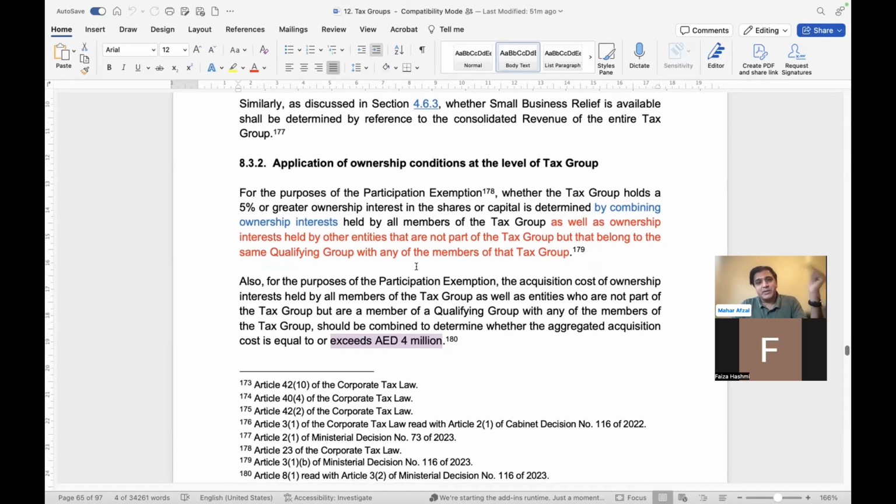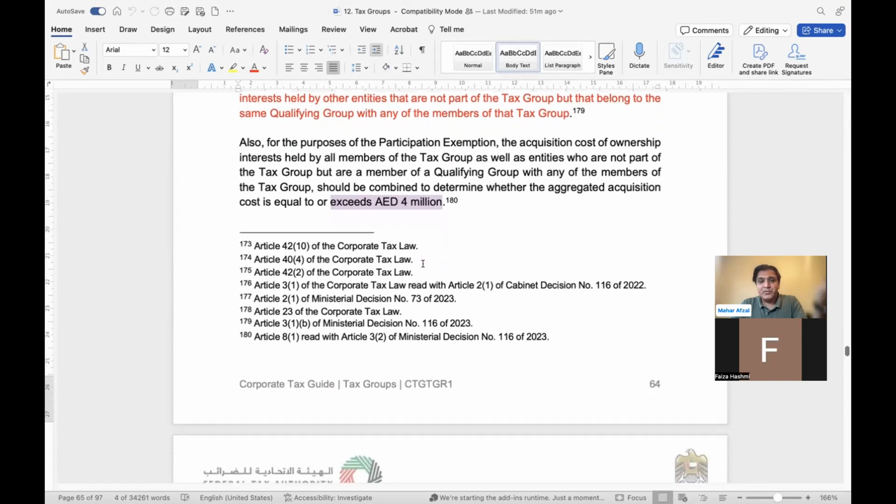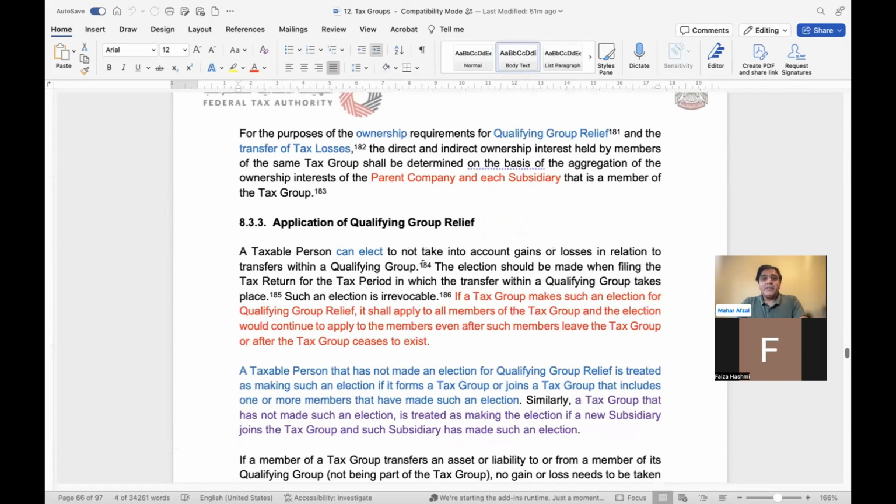Basically, if a tax group is a member or part of the qualifying group, that share will be considered as well. The same thing is applicable for this 4 million absolute value. Important thing: for the ownership interest for the qualifying group, relief and transfer of tax losses, external parties' share will not be considered. Only the parent company and the related subsidiaries' share will be considered.